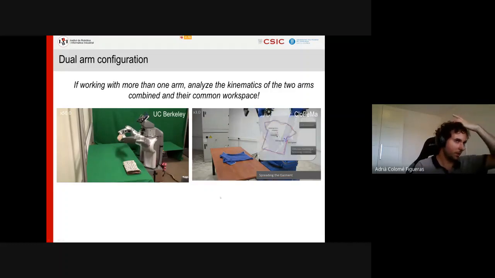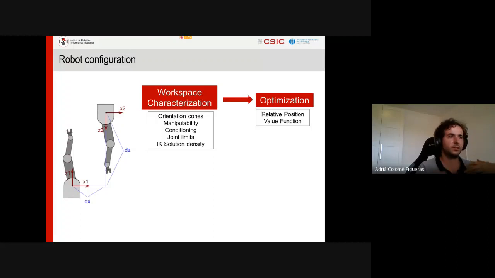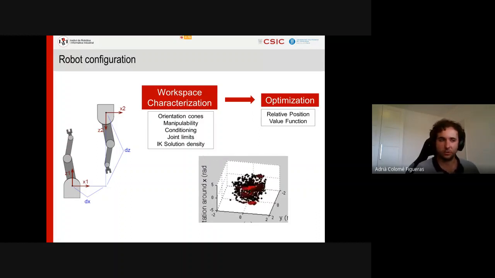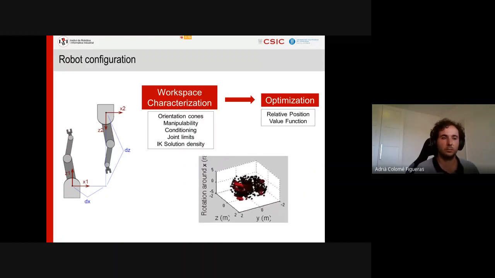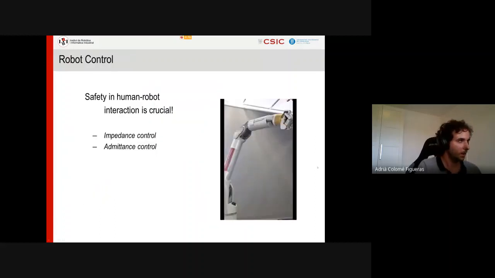So, we studied this some time ago. We studied things like the orientation solutions, manipulability, conditioning of the Jacobian, joint limits, and solution density of the kinematics for different kinds of configurations of arms, and we could do some kind of optimization to see, under certain restrictions, which is a good positioning of two arms for certain tasks. So this is something you will always need to consider. And then we move on to control.